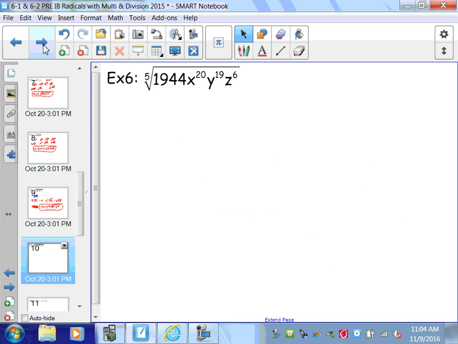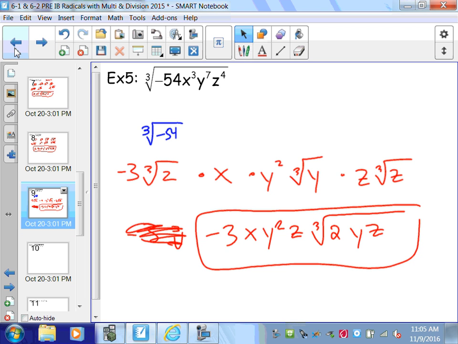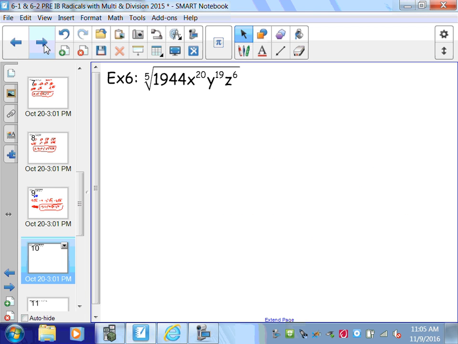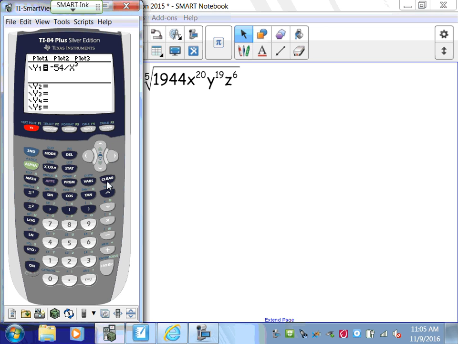Next. Oh, a 5th root. Oh, fifth root, it's finally something interesting. Fifth root of 1944 divided by x to the fifth. Sweet.